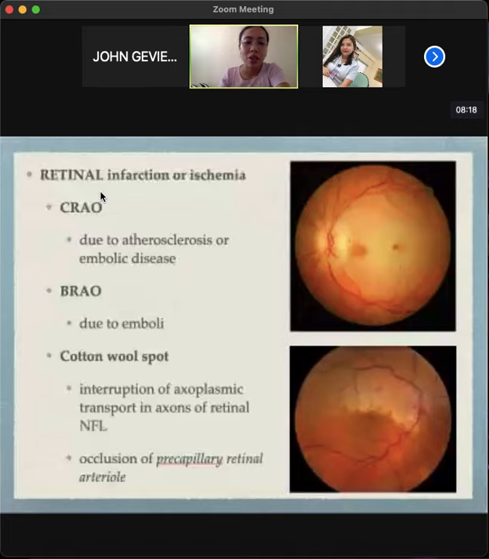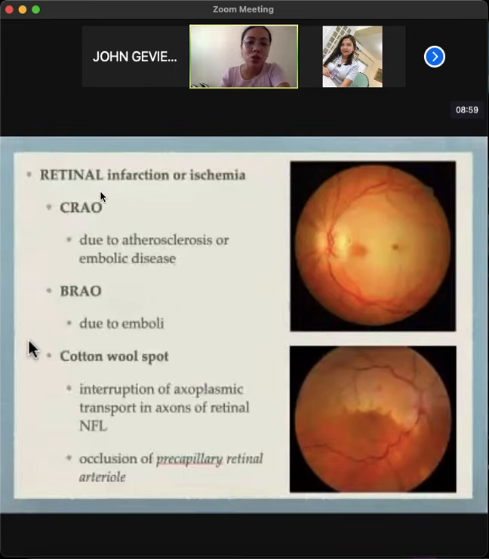Next is retinal infarction or ischemia. Again, we've discussed this already: the crow and the brow, or CRAO and BRAO. The typical fundus picture of CRAO is a pale whole retina with a cherry red spot due to a patent choriocapillaris circulation. In BRAO, usually there is half opacification of the retina. The patient usually complains of sudden painless blurring of vision, sudden loss of vision in one eye.